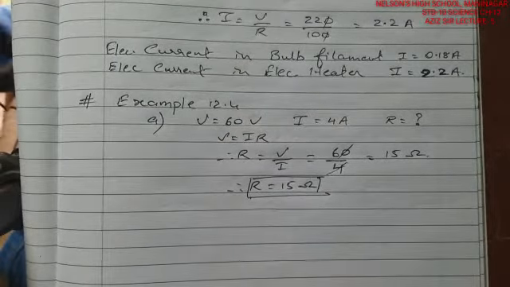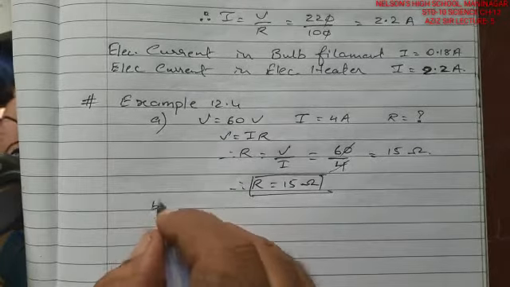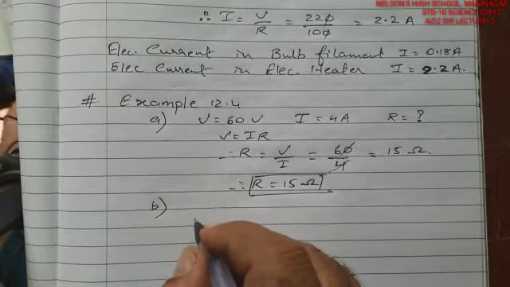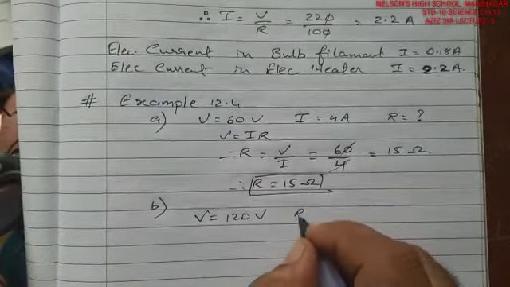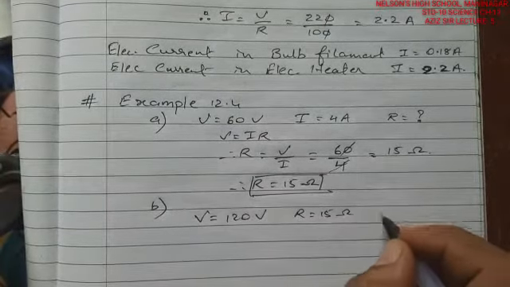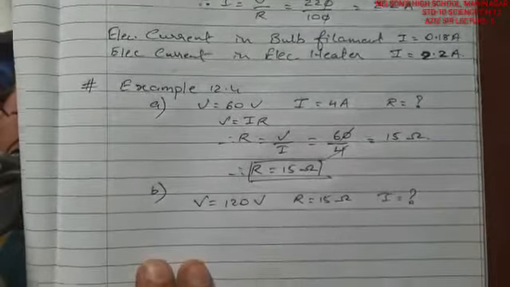Now keeping this same value of resistance, in the second part they have said that if the voltage is increased to 120 volt, right, and the resistance is the same 15 ohms, then what will be the current which will be drawn later on.